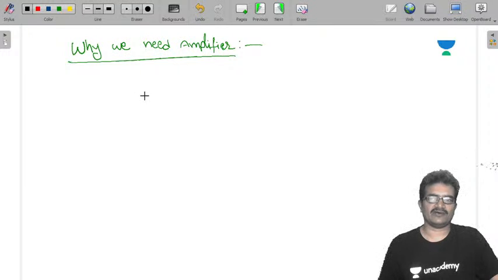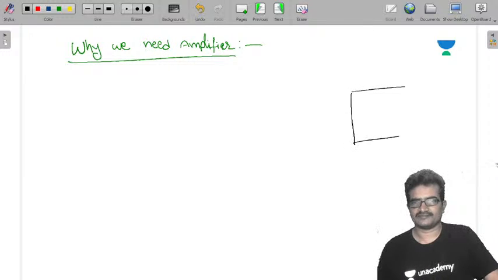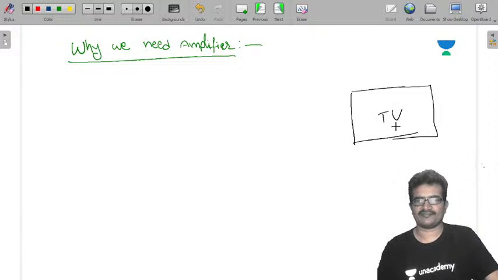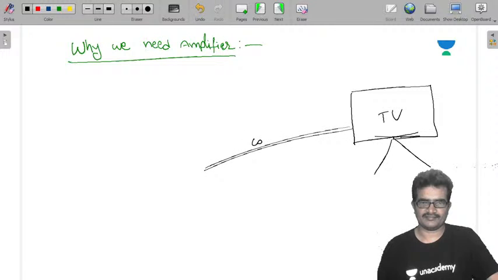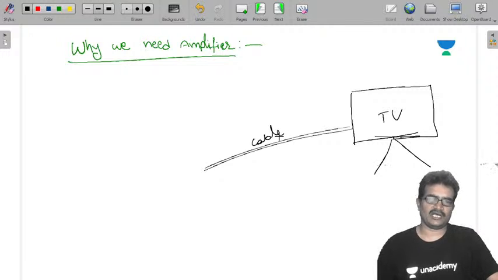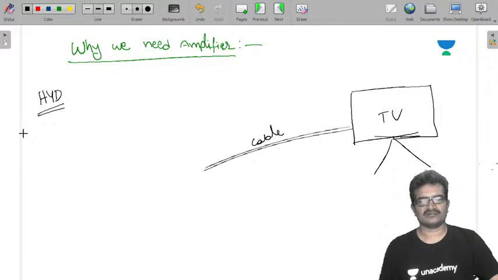See, once you are taking the signal, it is traveling from so far. For example, we are getting the live telecast. It is our mobile TV. It is our TV. Now it is the cable connection. Cable. Now, somewhere in Hyderabad, a cricket match is going on. From there, we are getting the live telecast.